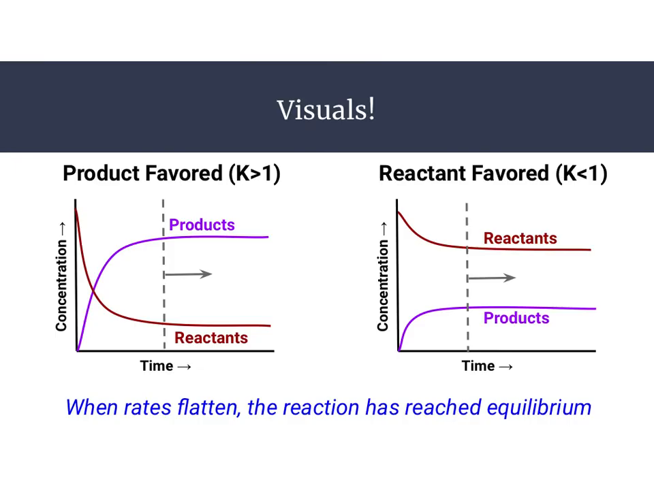So here are some good visuals. Let's look at our first one. In both cases, we're starting with reactants. So we can see my reactants and products. We're starting with no products, right? We're starting at 0 for products.